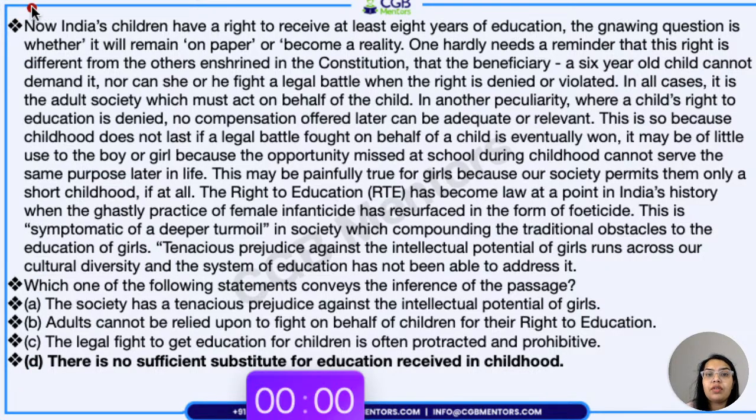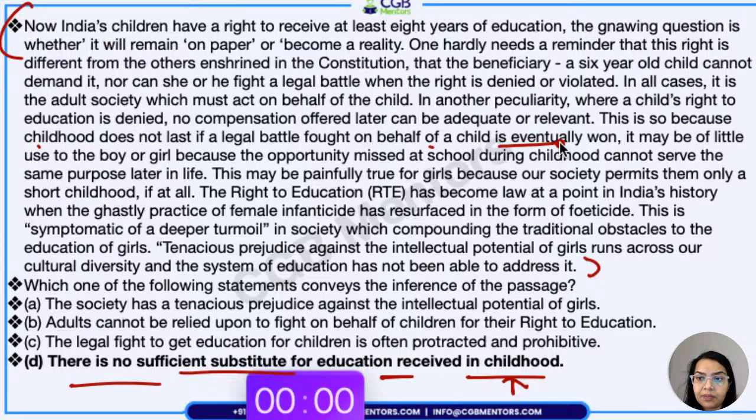So inference is always from the content, from the passage that you have. It is hidden somewhere behind. And for this one, there is no sufficient substitute for education received in childhood, because the author is clearly mentioning that childhood does not last if a legal battle fought on behalf of a child is eventually won. It may be of little use because this is the opportunity missed at school during childhood, and it cannot serve the same purpose later in life. So, there is no sufficient substitute for education received in childhood. It is not enough, it is the opportunity missed and gone like forever. So, this is what we get.